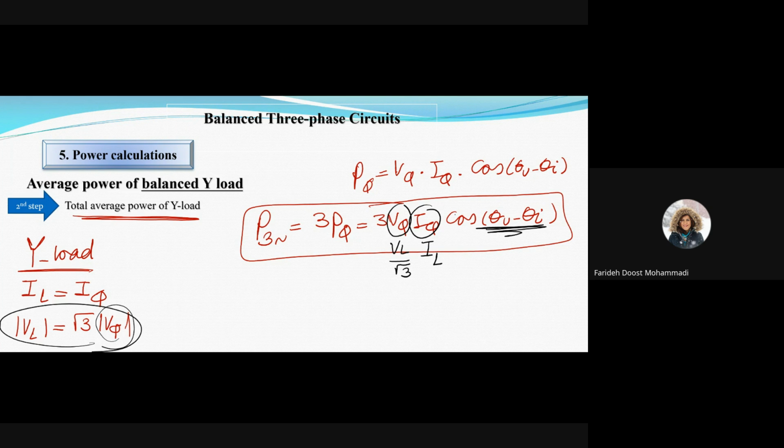Now, what we have here is this 3 over radical 3 is equal to radical 3. So our three-phase average power equation is going to be radical 3 VL IL cosine of theta V minus theta I.